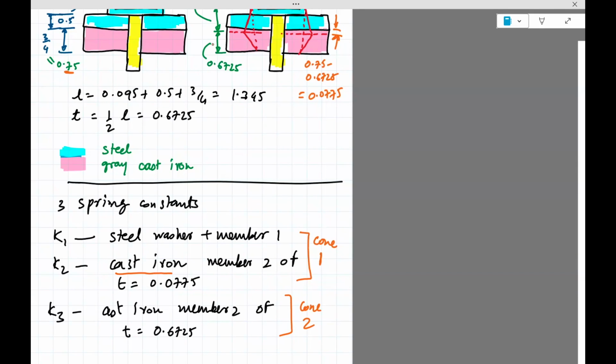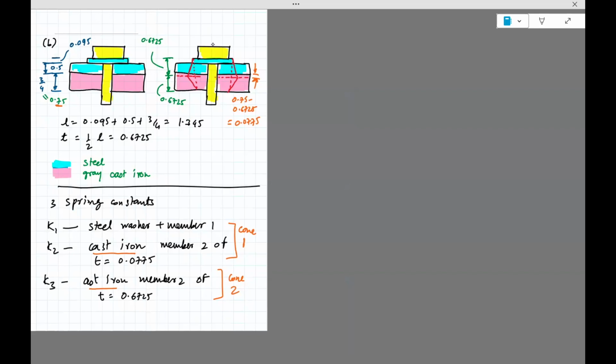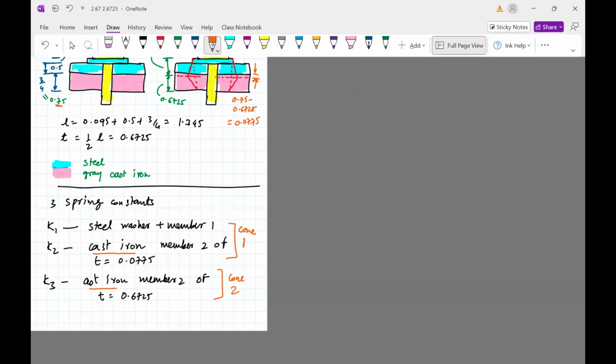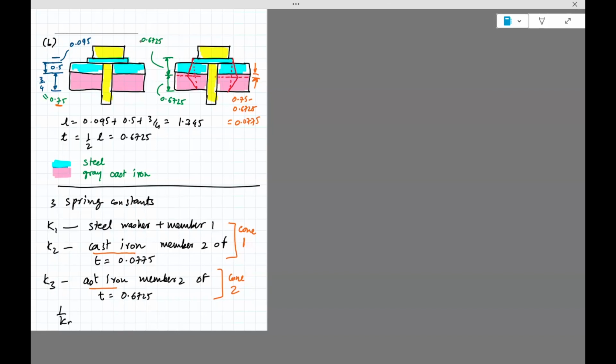Because this is part of cone 1 and not part of cone 2, you cannot combine them. So everything which is in a single cone has to be taken together, analyzed independently. If there's a material change, like there is a material change between K1 and K2, you need to take a different stiffness. So once you get K1, K2, K3, then it's fairly straightforward. You say that 1 over km is 1 divided by K1 plus 1 divided by K2 plus 1 divided by K3. This is the springs in parallel.